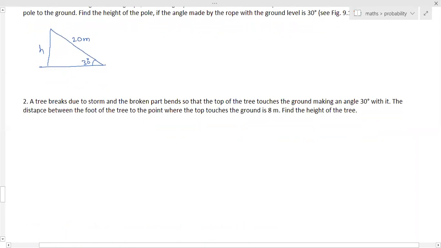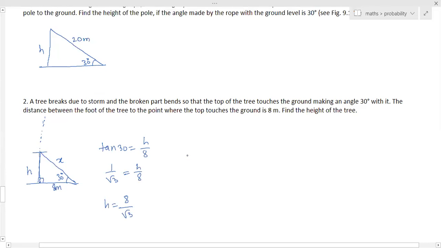Ma'am, is the answer 11.53 meters? No. This is a tree. The upper part is broken and touches the ground this way at 8 meters, and the angle of elevation is 30 degrees. So you have to calculate this value also. This is h and this is x. So h plus x is the actual height of the tree. So you have to calculate h also. That is, tan 30 is equal to h by 8. 1 by root 3 is equal to h by 8. So h is equal to 8 by root 3.